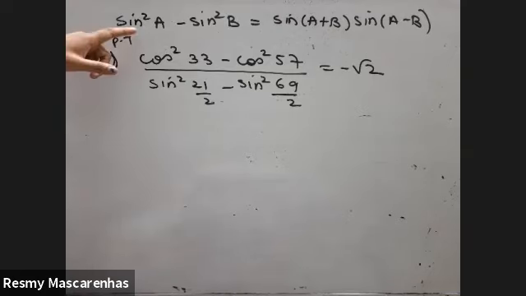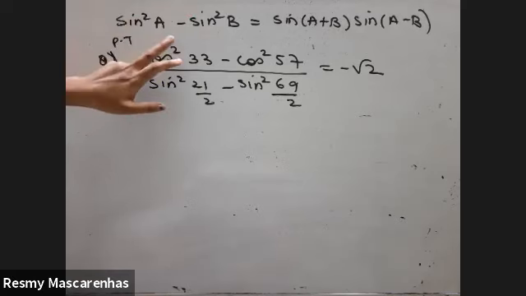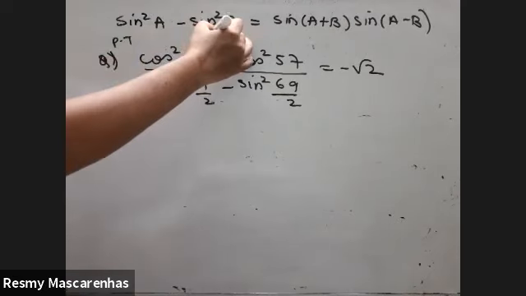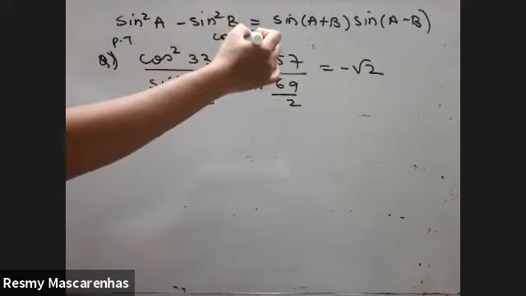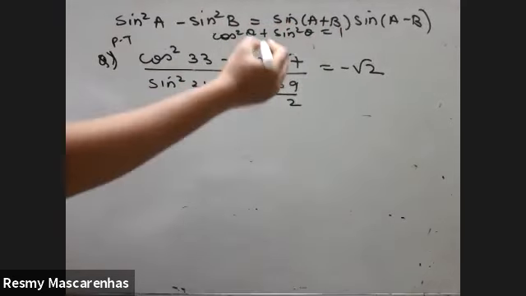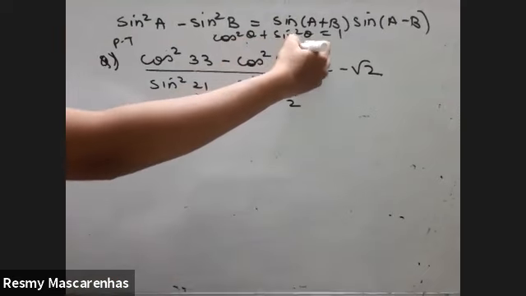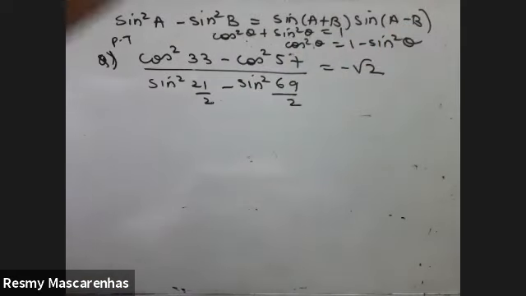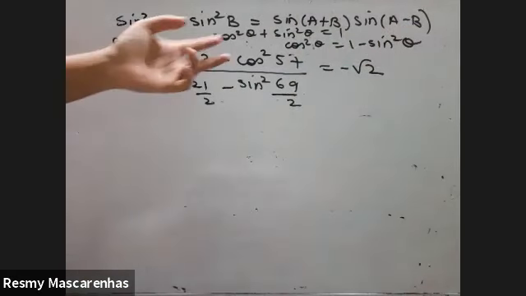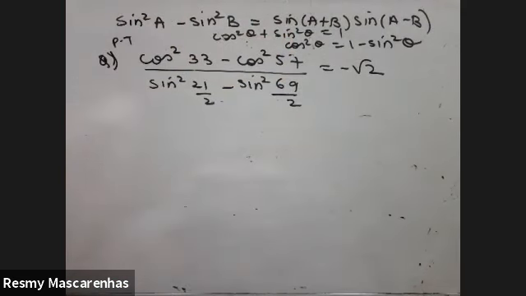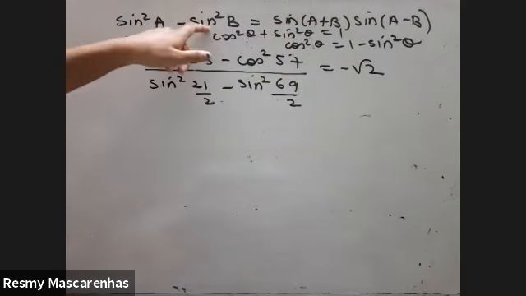Now I know only this formula currently. Suppose you don't know what cos square A minus cos square B is, just remember one formula. You know that cos square theta plus sin square theta is always equal to 1. So if I want cos square theta, it is 1 minus sin square theta. Anytime you want sin square theta, it will be the reverse, 1 minus cos square theta. So I know everything in terms of sine.